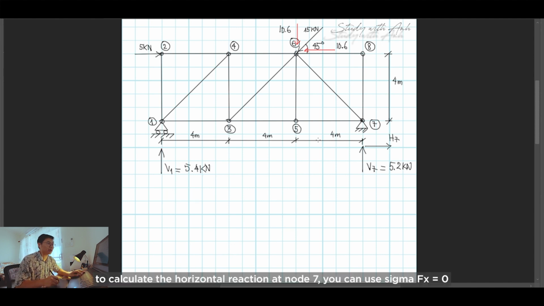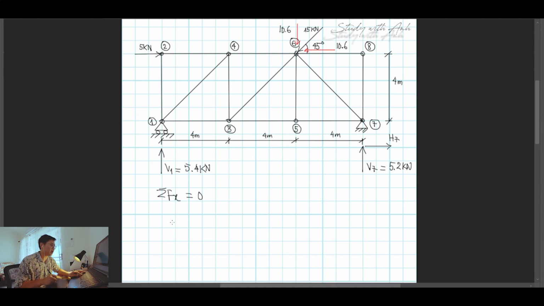Now to calculate the horizontal reaction at point 7, you can use sigma Fx equals 0. Because it's going to the right, I call it the positive sign. So you have positive 5, and then minus 10.6, and then the last one is H7, right, equals 0. So H7 is equal to 5.6 kilonewton.